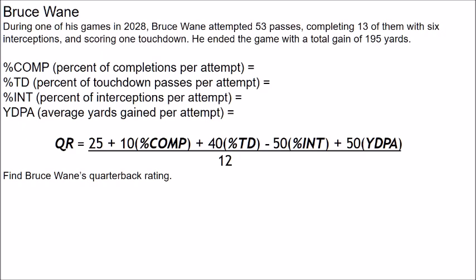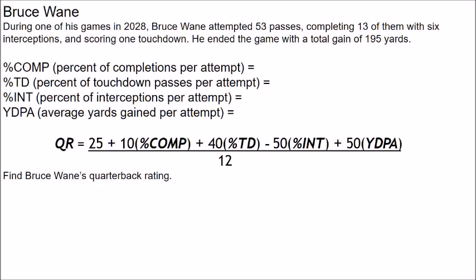Okay? And so if you notice here, it says during one of his games in 2028, Bruce Wayne attempted 53 passes, completing 13 of them with 6 interceptions and scoring 1 touchdown. He ended the game with a total gain of 195 yards. So the first thing we got to do is find each one of these components: the percent completion, the percent touchdowns, percent interceptions, the yards per attempt, and we're going to plug them into our formula, and that'll tell us his quarterback rating.